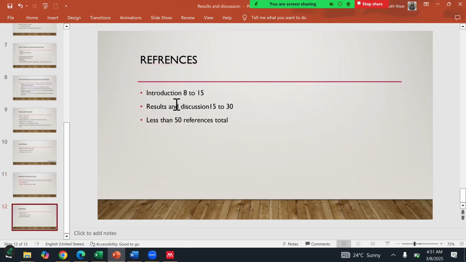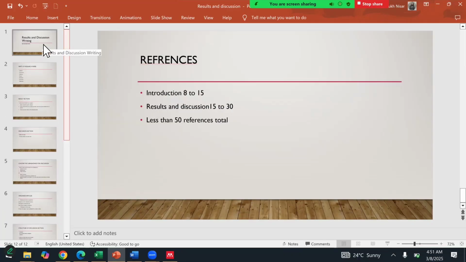In the introduction, if you have 8 to 15 articles, we would write the discussion introduction. In our next lecture, we would learn how to write introduction, conclusion and abstract. And then results and discussion would have 15 to 30 articles. It would have your finalized articles, and you can also cite other supporting articles as well. So you should have less than 50 total articles. So this is your results and discussion section.